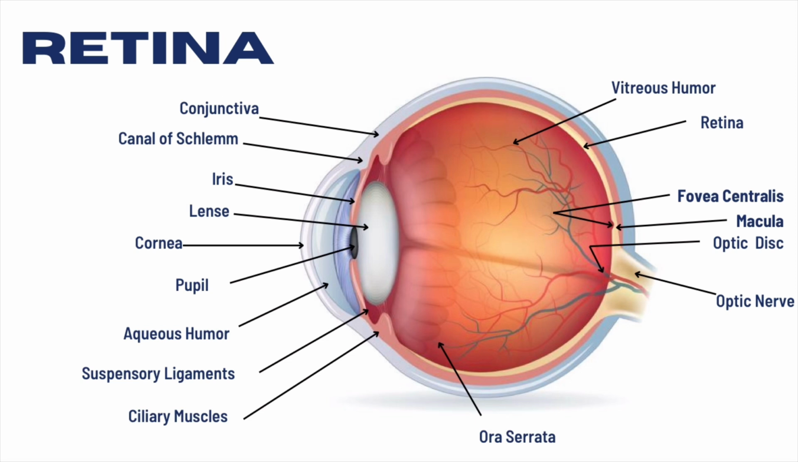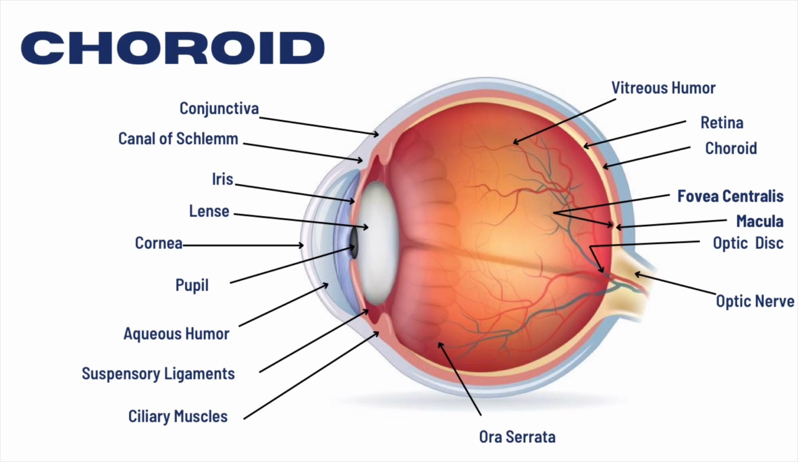Retina, the inner lining of the back chamber of the eye that contains the rods and cones, which are photoreceptors that receive light rays and convert them into electrical impulses that get relayed to the brain through the optic nerve. The choroid, the layer between the retina and the sclera, mainly made up of blood vessels that nourish the retina.